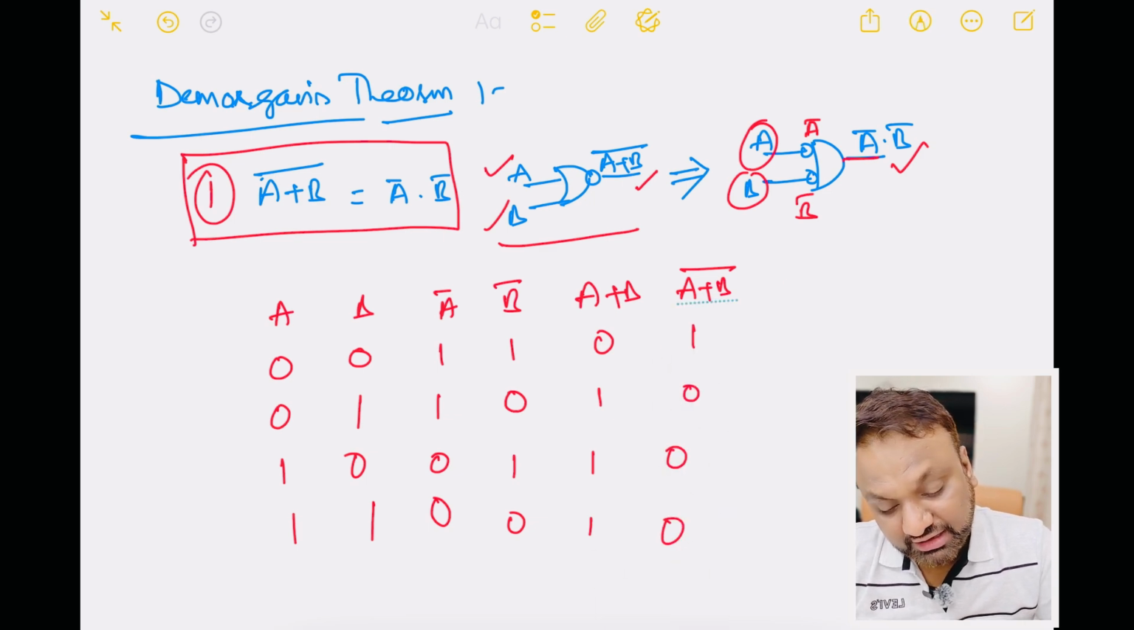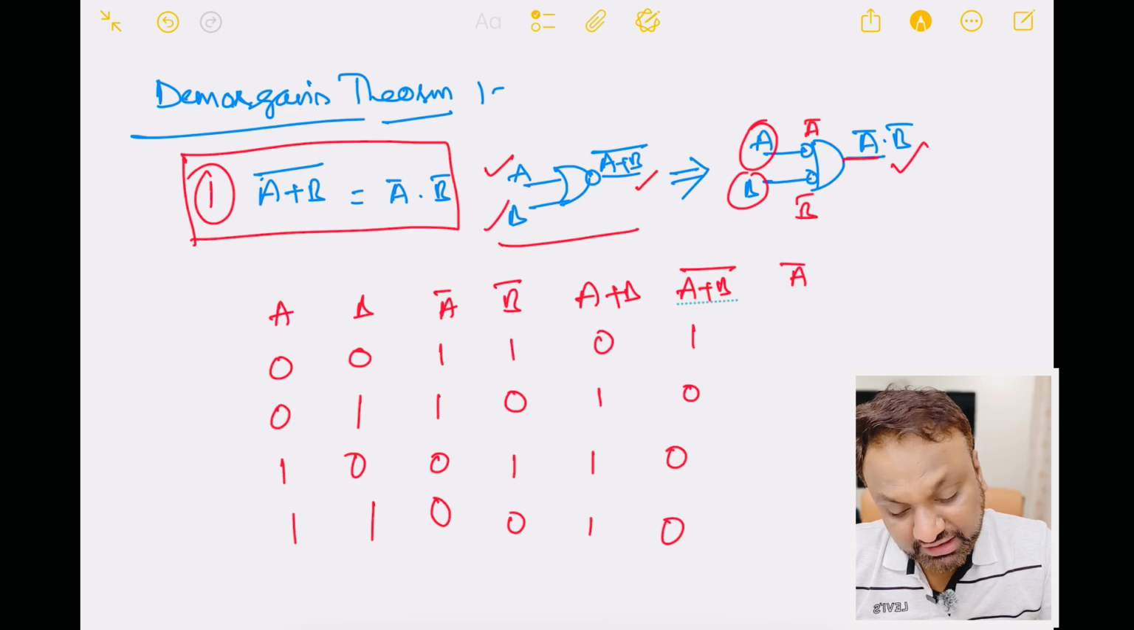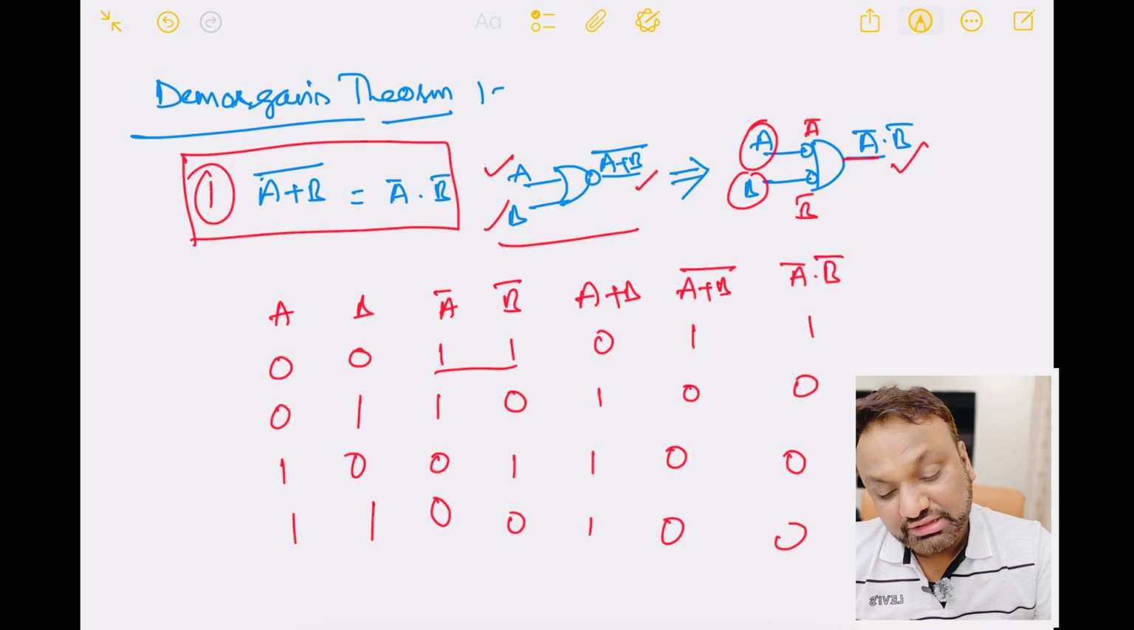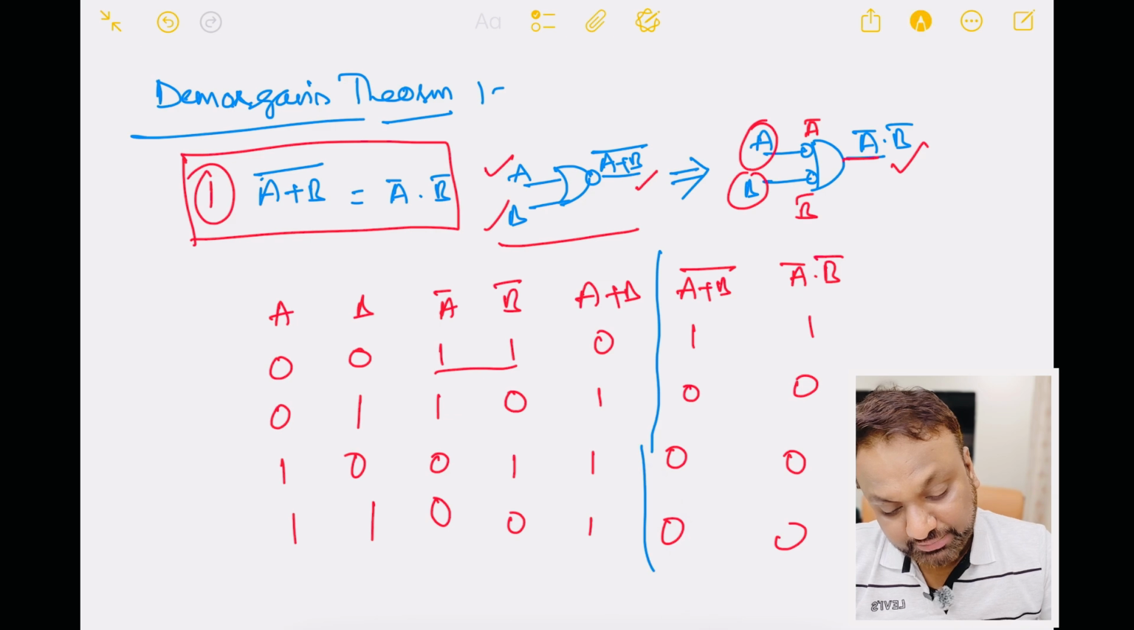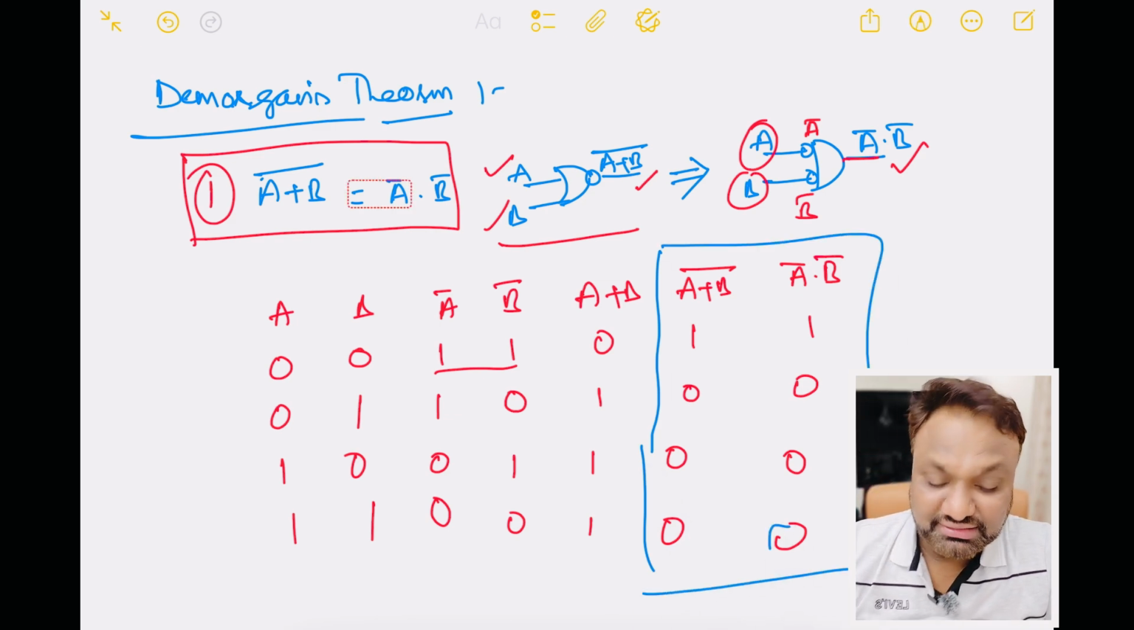Similarly, I already have A bar and B bar. If I multiply A bar into B bar, then 1 into 1 is 1, 1 into 0 is 0, 0 into 1 is 0, and this is nothing but 1 0 0 0. Therefore, if you see both the truth tables, A plus B whole bar and A bar dot B bar are the same, hence these are equal.